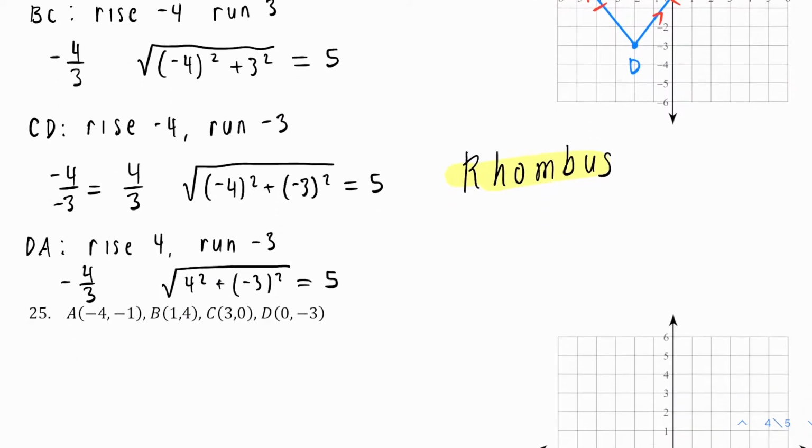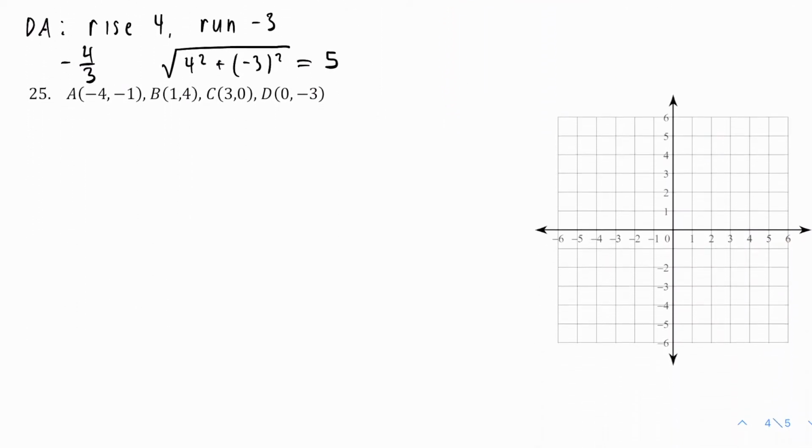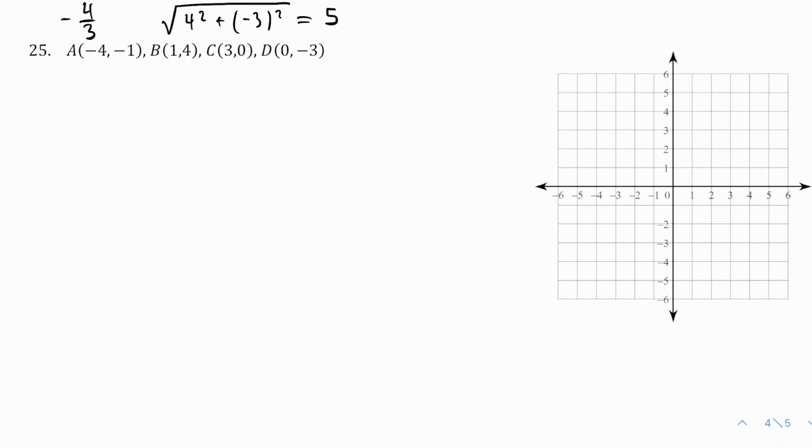Last one. A is at -4, -1. B is at 1, 4. C is at 3, 0. And D is at 0, -3. So there's A, B, C, and D.